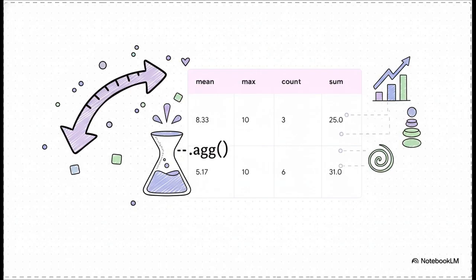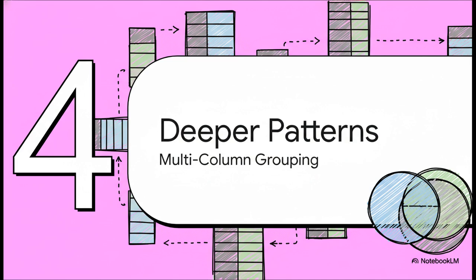Just look at this. In one single step, we can generate a powerful summary dashboard. By asking for the mean, the max, the count, and the sum all at once, we get this beautiful wide table. This is how you create a really comprehensive overview super efficiently. So, we've grouped by a single category, base flavor. But let's be honest, the real world is a lot more complex. It's time to level up and see how we can add more layers to our analysis to uncover even deeper insights.